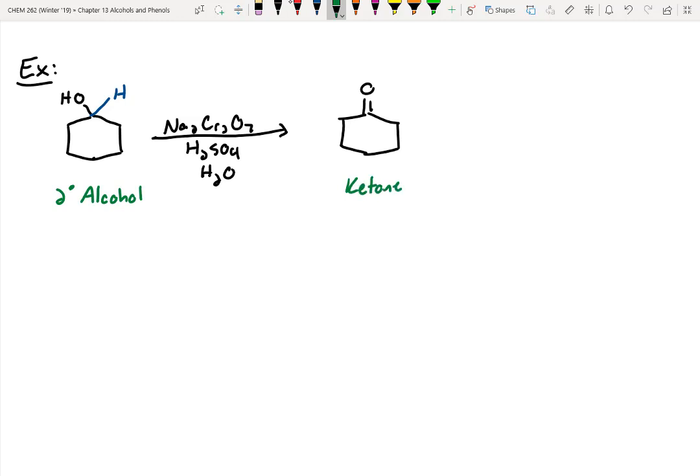Alternatively, we could have used chromium trioxide, sulfuric acid, and acetone. It would have done the exact same thing. All right, so pretty straightforward, strong oxidant. We can't oxidize past the ketone because we don't have any more hydrogens coming off the carbon at that point. All right, let's take a look at a separate example.